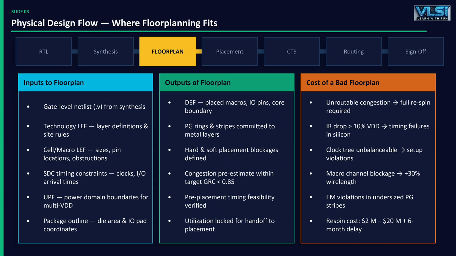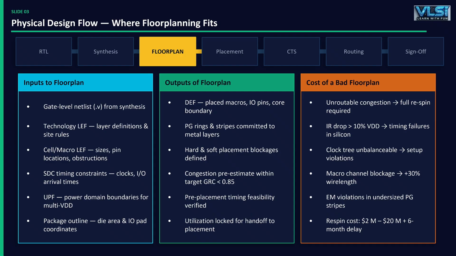Inputs come from everywhere. Netlist, technology rules, timing constraints, power domains, package limits. And what do you produce? You produce a DEF file, macro placement, power grid, routing feasibility. Basically, you define the entire physical skeleton of your chip. Now here's the part most people ignore. The cost of a bad floor plan.